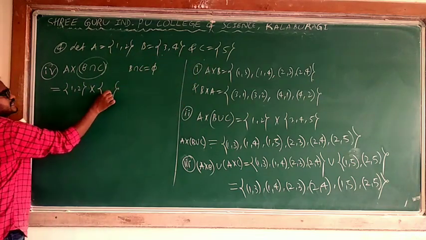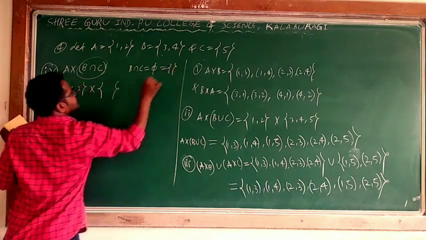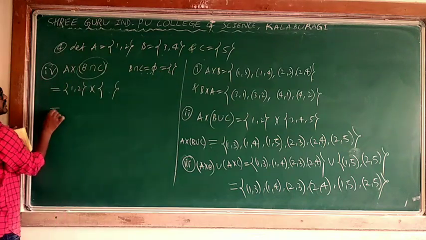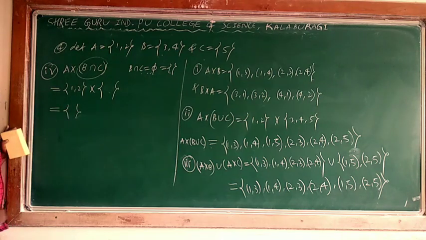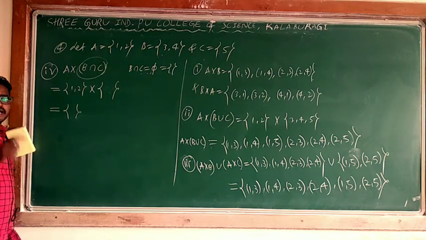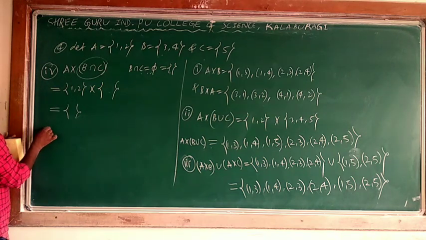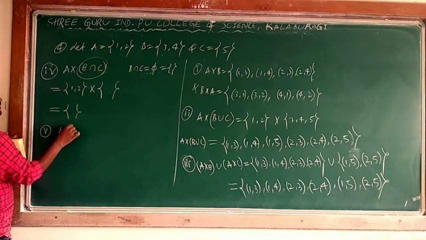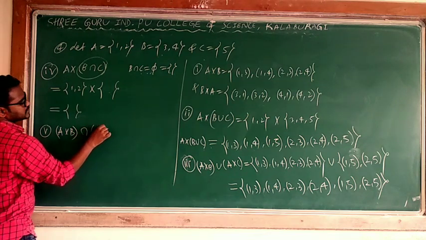Empty, you can take this symbol, or else you can say this. Both are the same; these are two different notations. I can take anything. The Cartesian product with an empty set is always empty, because as I said in the note, if either A or B is empty, then the Cartesian product of A and B is always empty.